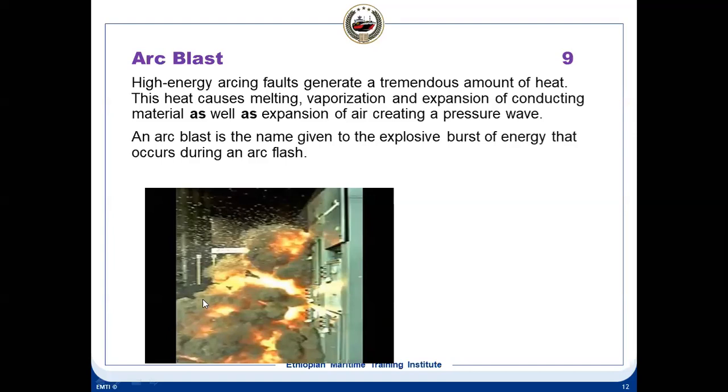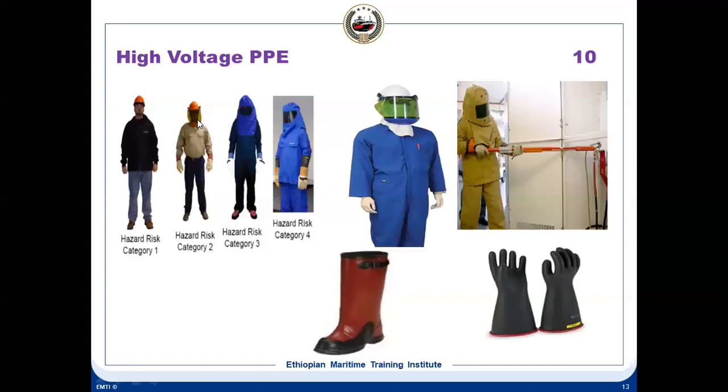So some of the times you'll find things like arc blast taking place, especially with the starter panels on board ship. This is sometimes because of the short circuit of the star and delta contactors. That means your three phase is getting short circuited. Okay, this is arc blast.